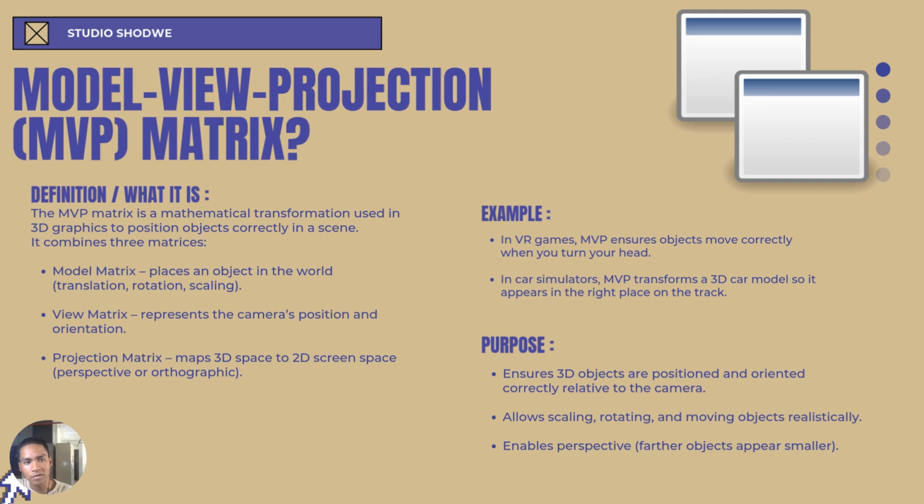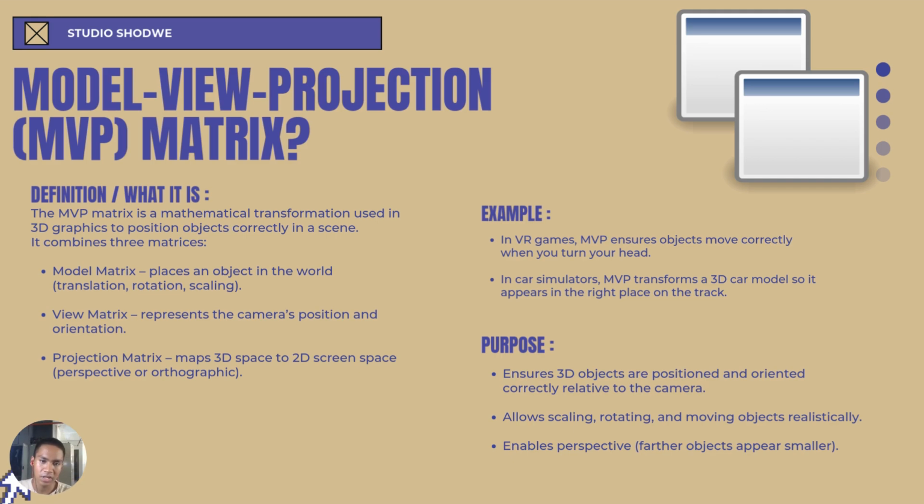Number five, model view projection, the MVP matrix. So the MVP matrix is a mathematical transformation used in 3D graphics to position objects correctly in a scene. It combines three matrices. So the first one is the model matrix, two, the view matrix, and three, the projection matrix. So what is the purpose? It ensures 3D objects are positioned and oriented correctly relative to the camera, and it allows scaling, rotating, and moving objects realistically and enables perspective.